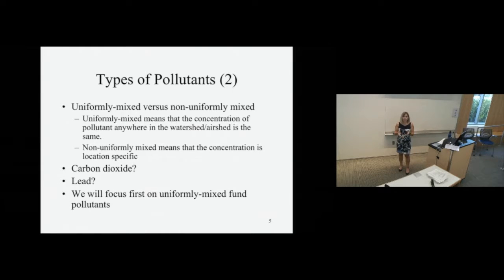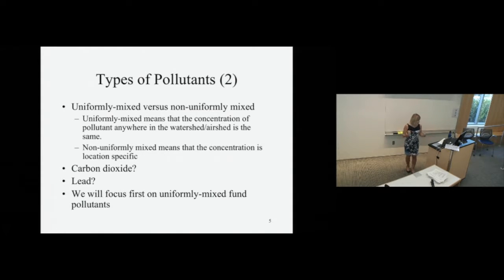Non-uniformly mixed means that concentration is location specific. So this was particularly important for something like SO2, because where it is emitted is more important. It has a higher concentration. If you have a pipe going into a lake, with something like sticky mercury or lead, there might be a higher concentration of pollutant there immediately outside of the pipe and its surrounding area than somewhere else on the globe. It's not uniformly mixed.